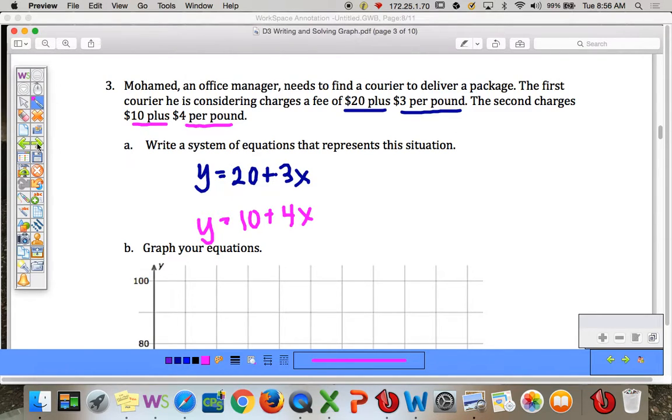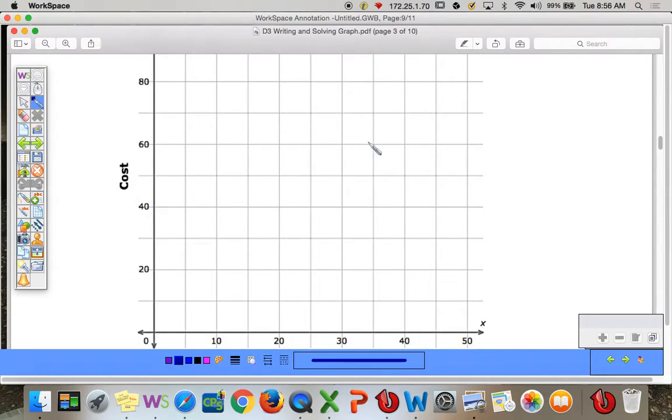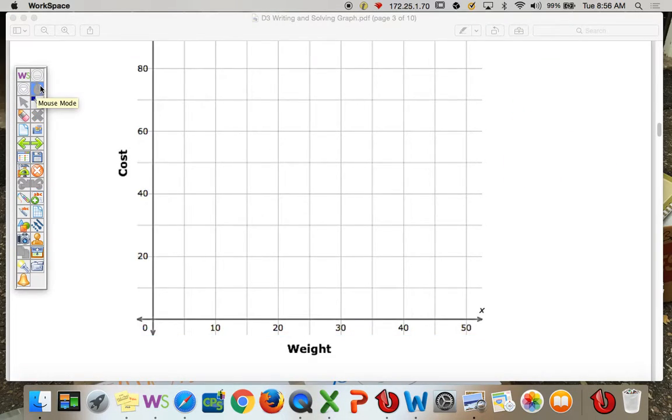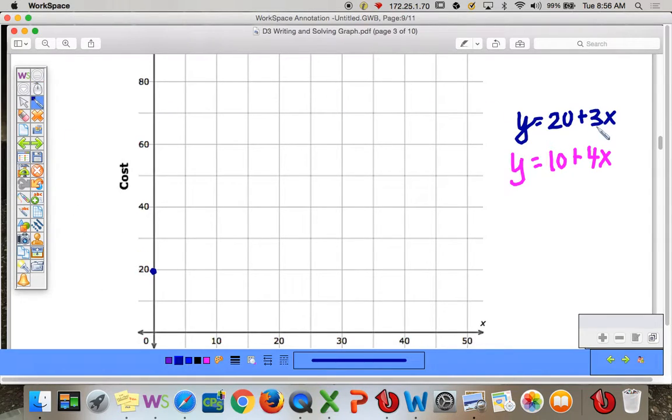All right, here. And again, I'm going to rewrite our equations. So 20 plus 3x, and the other guy is 10 plus 4x. All right, so the first one starts at $20. I'm going to go up by every 10 pounds, that'll be easier. So let's say it's 10 pounds. I'm going to plug in 3 times 10 is 30, 30 plus 20 is 50. So if we go over 10, we're going to go up to 50.